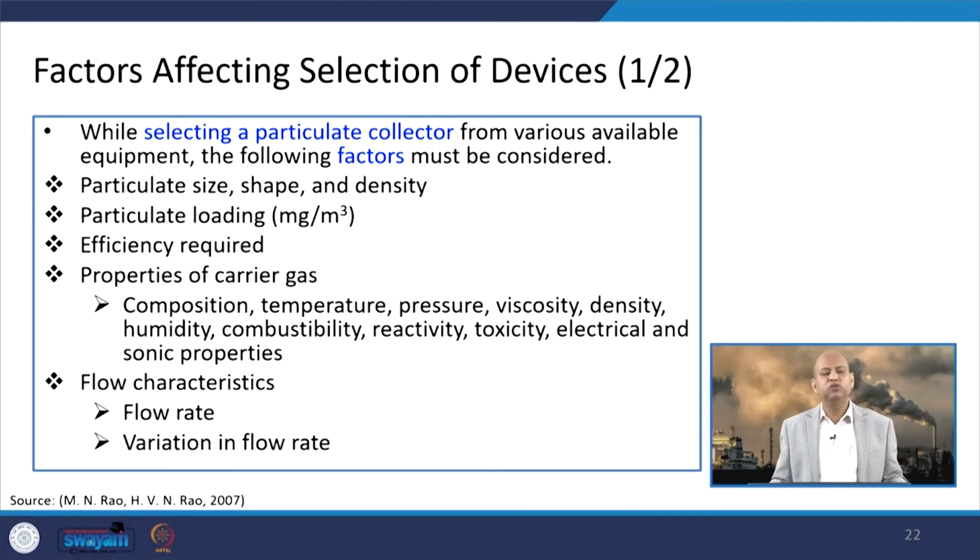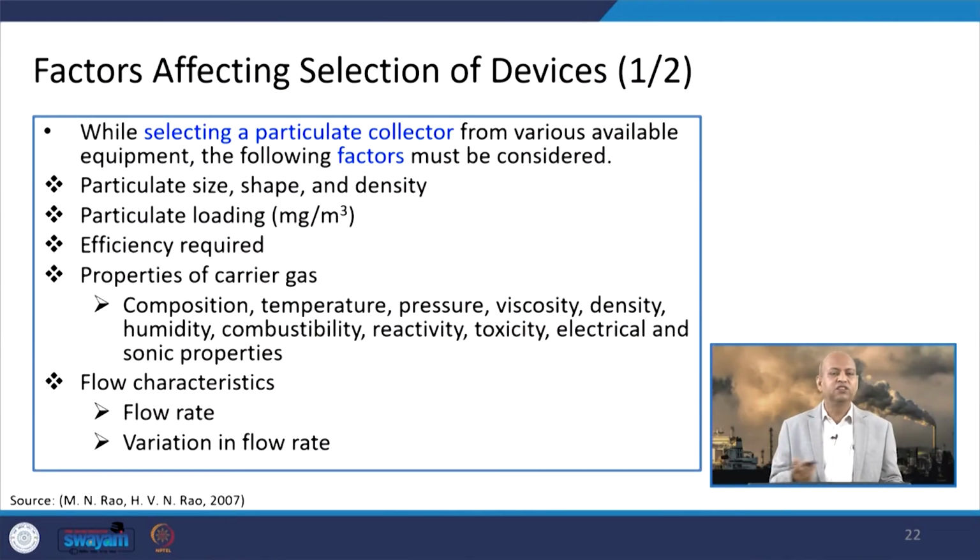Then there are properties of carrier gases also, like what is the composition of the gas in which this particulate matter is present, temperature, pressure, viscosity, density, humidity, combustibility or reactivity, toxicity, electrical and sonic properties. All these things really help us to decide or devise what kind of equipment is necessary. Then flow characteristics, like flow rate and variation in the flow rate. If it is very fluctuating, then again simple devices are better, otherwise it would be difficult to employ sophisticated devices to control when the fluctuation rate is very high.